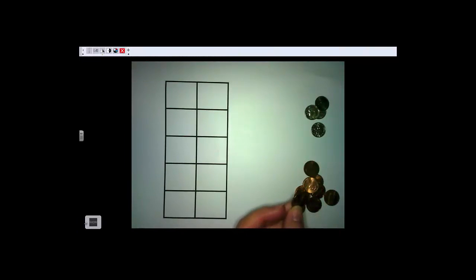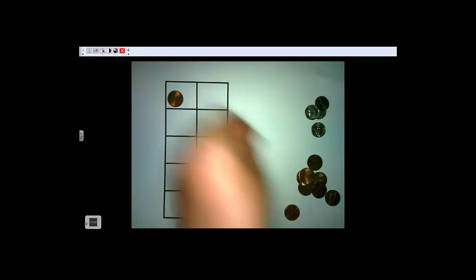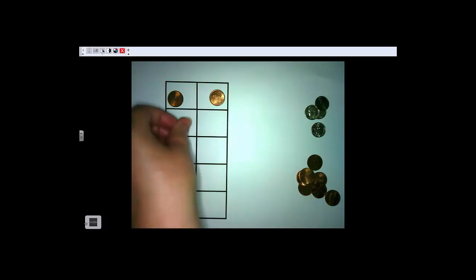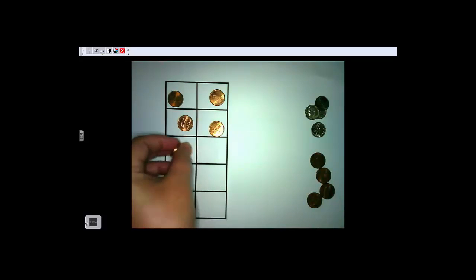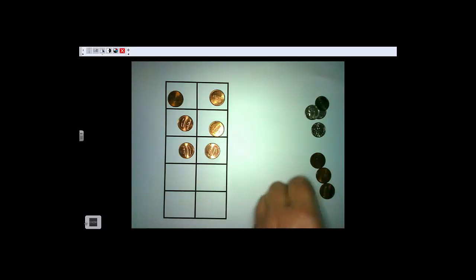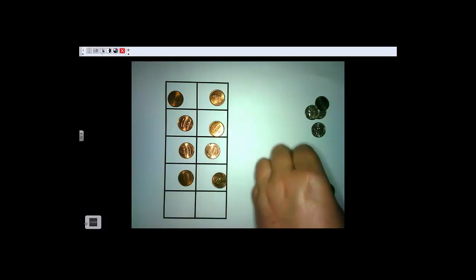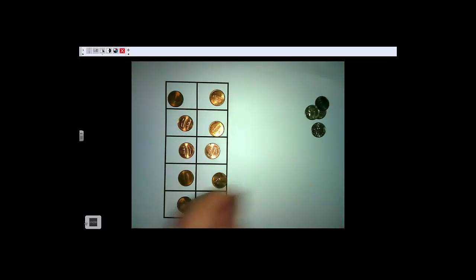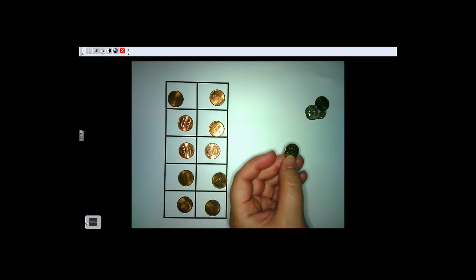Coins are concrete objects, but the values assigned to them are an abstract concept. It is sometimes a challenge for first graders to use dimes and pennies to represent tens and ones. First graders need to spend lots of time counting out dimes and pennies and trading 10 pennies for 1 dime. Using a 10 frame to count out pennies and then trading those pennies for 1 dime can help a student who might be struggling with this concept.